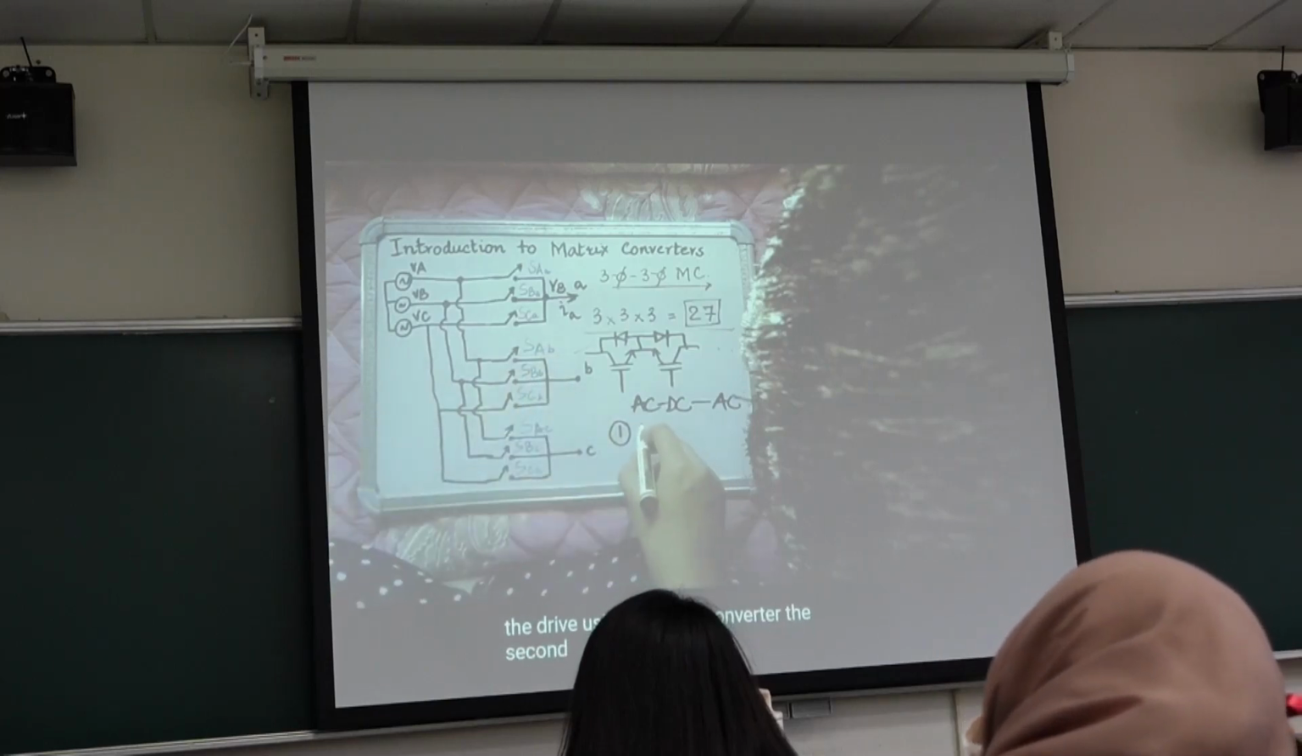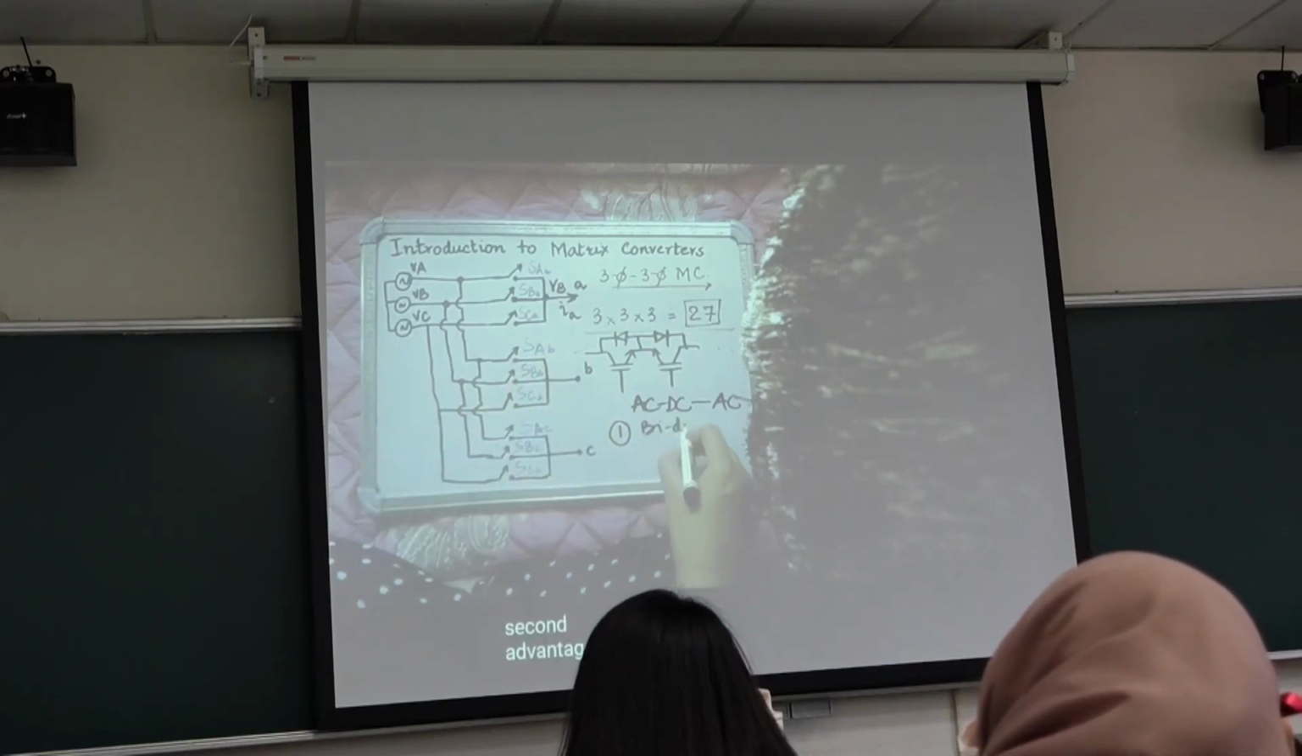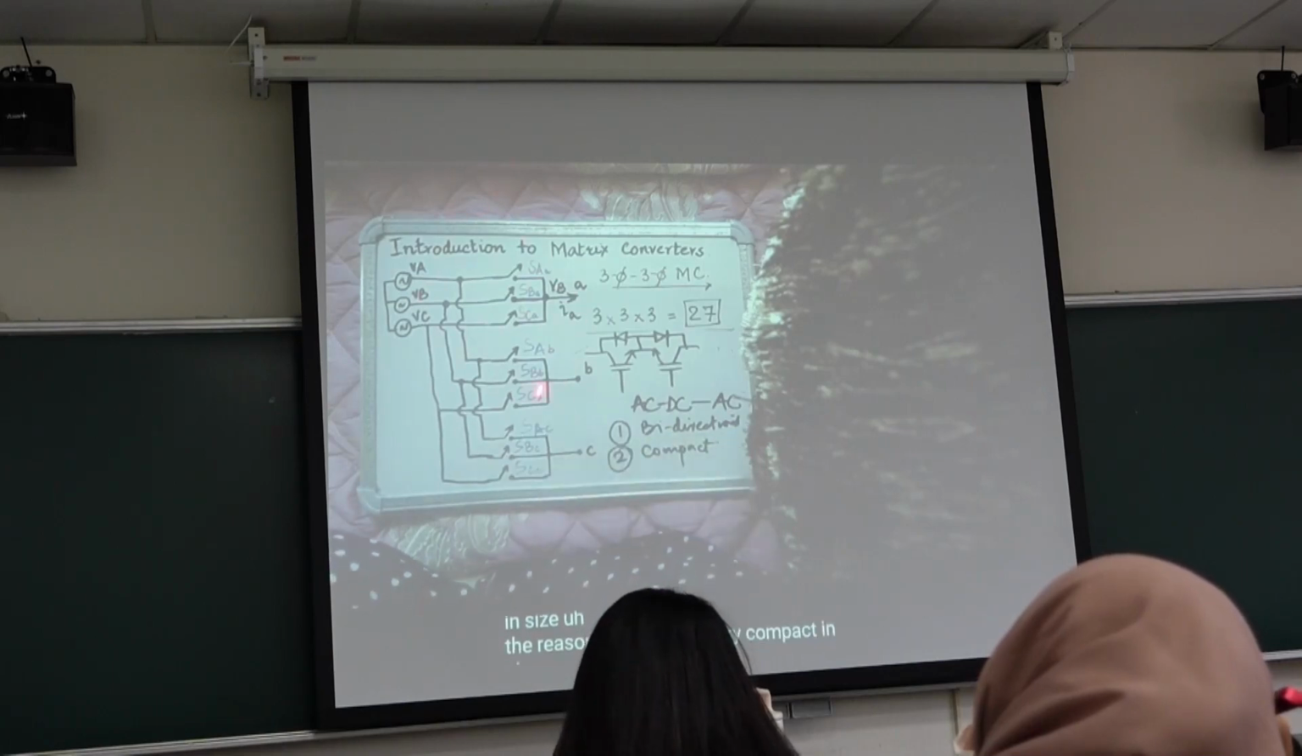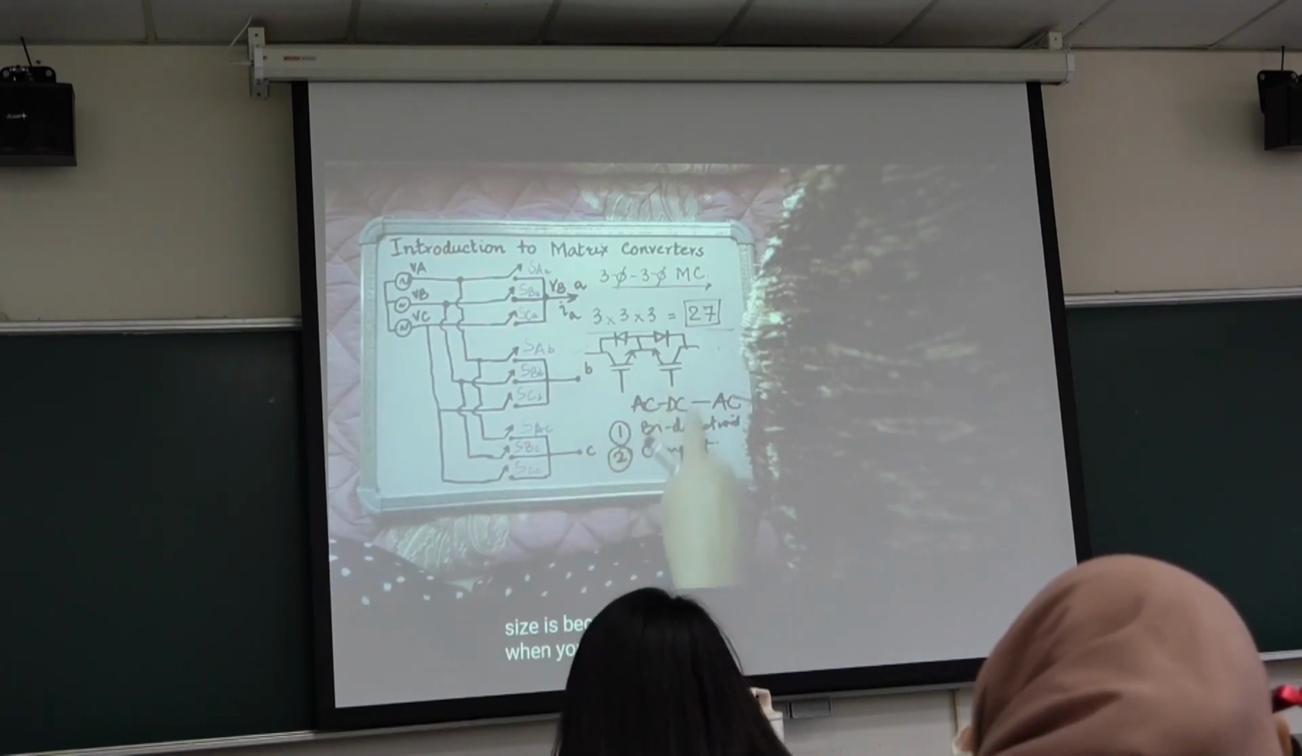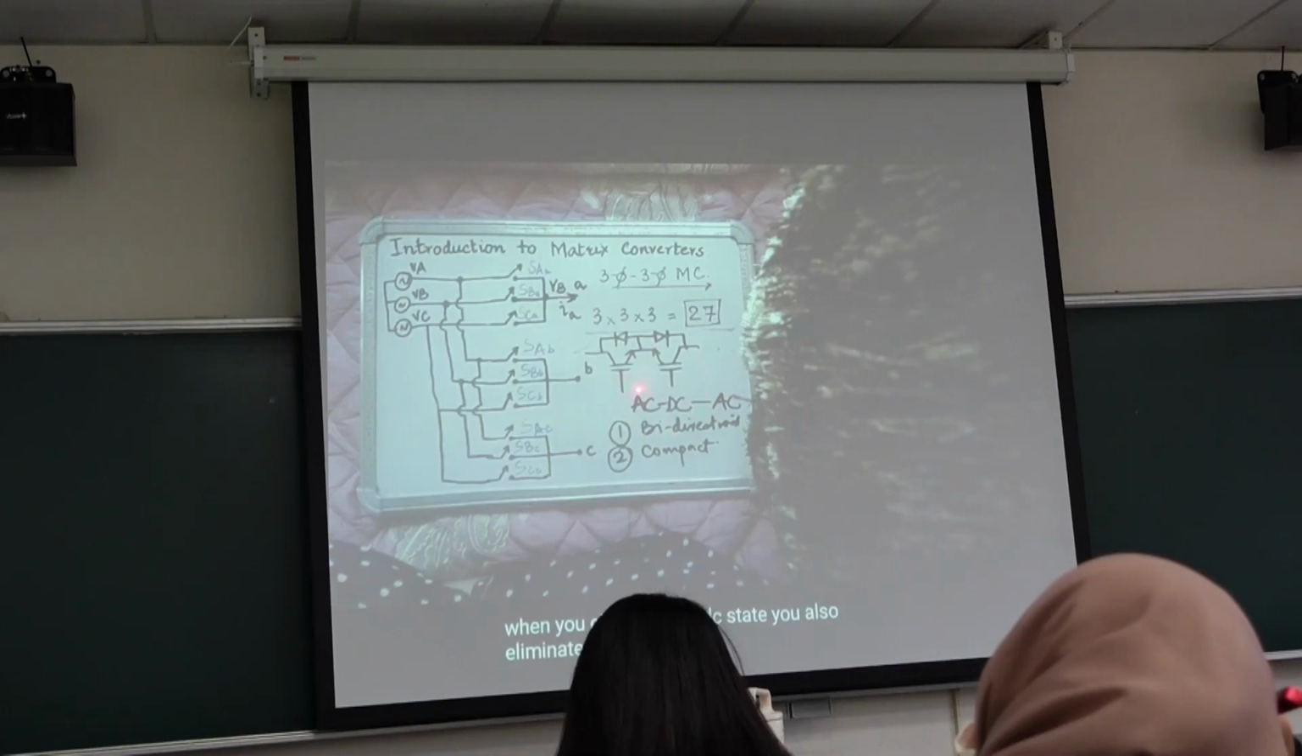The second advantage of using a matrix converter is that they are very compact in size. Very compact, small size. The reason they are compact is that when you eliminate the DC stage, you also eliminate the DC capacitor. For this one we have nine switches, and most of these passives, capacitors and inductors, are not huge, occupying a lot of space or having a large footprint.